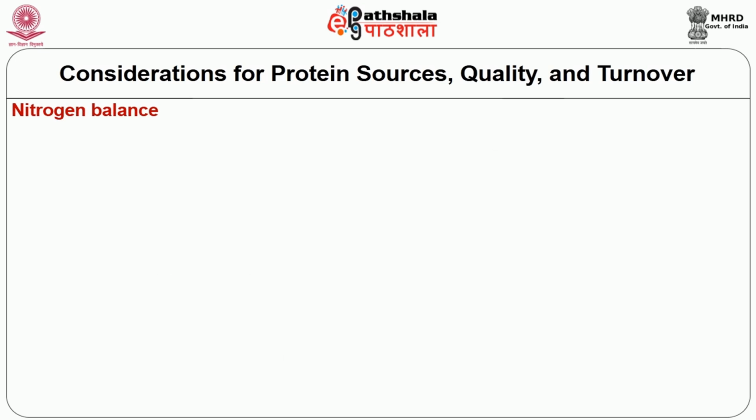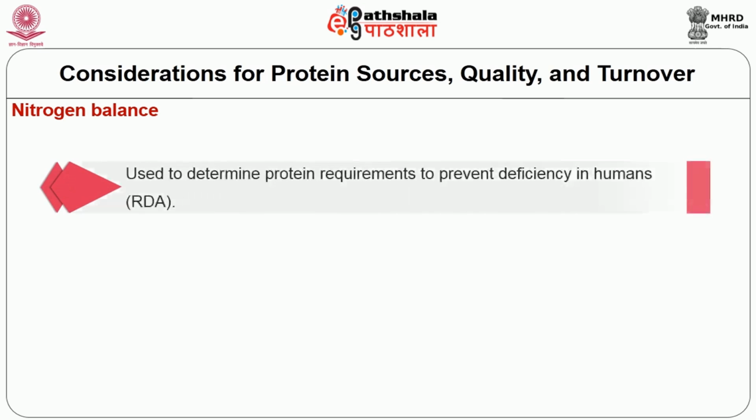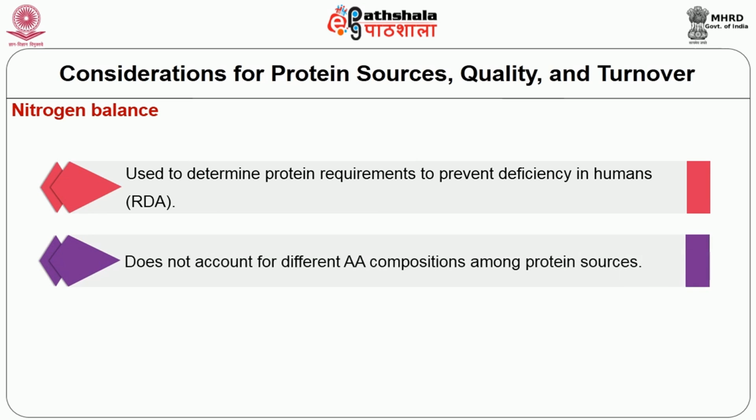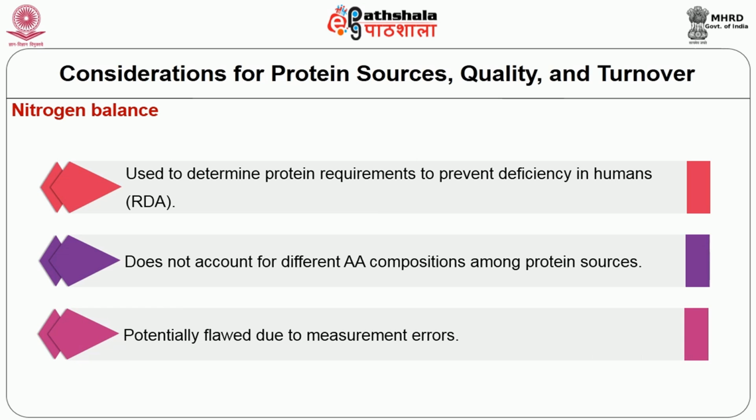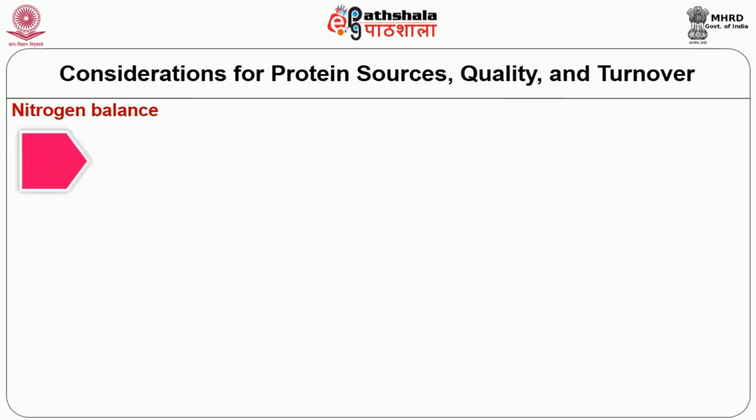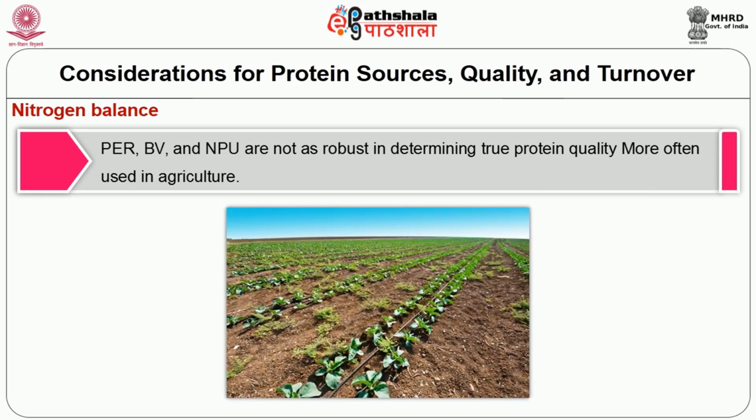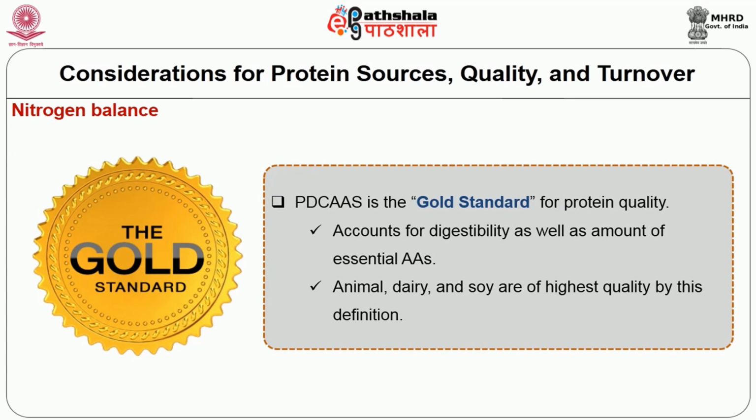So, in summary, nitrogen balance is used to determine protein requirements to prevent deficiency in humans as per the recommended dietary allowances, but this does not account for different amino acid compositions among protein sources, and is potentially flawed due to measurement errors in the nitrogen balance studies. Whereas protein efficiency ratio, biological value and net protein utilization are not as robust in determining true protein quality, and are more often used in agriculture. The other method, PDCAAS, is the gold standard for protein quality, and accounts for the digestibility as well as the amount of essential amino acids.